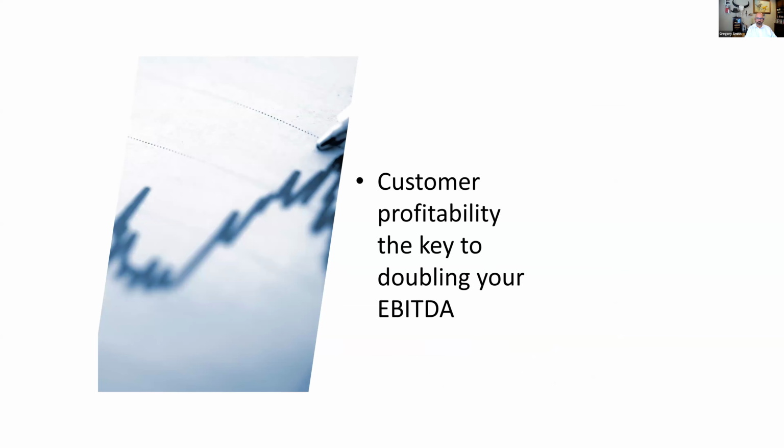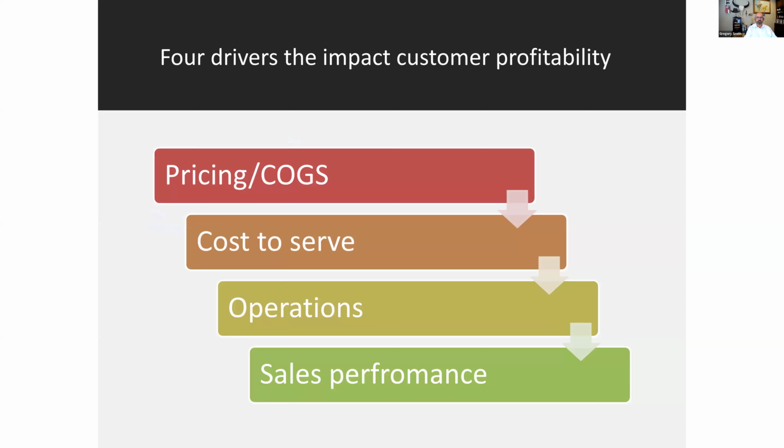Customer profitability, right? The key to doubling your EBITDA. So today we're going to really just kind of focus on the top two, right? Which is pricing, cost of goods, which we've had some conversations already about, as well as some cost to serve. All right, we're going to talk about those two things. We don't have enough time today to talk about operations and sales performance, but obviously they all tie into how do we make our customers more profitable.